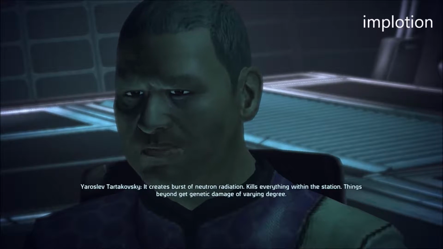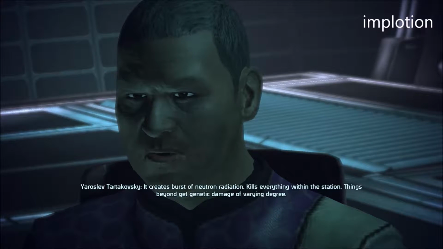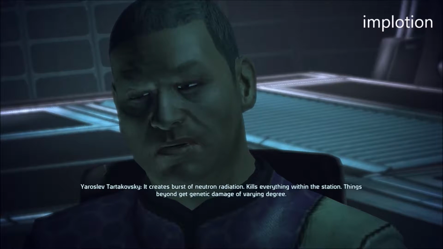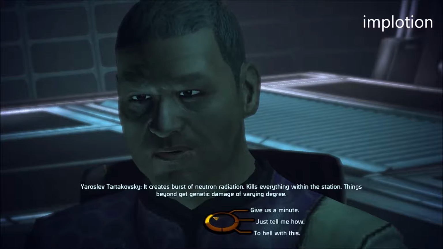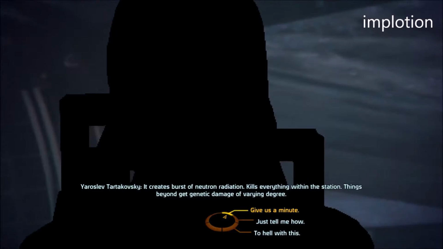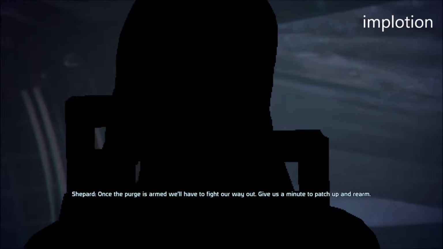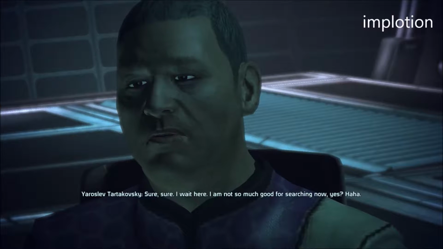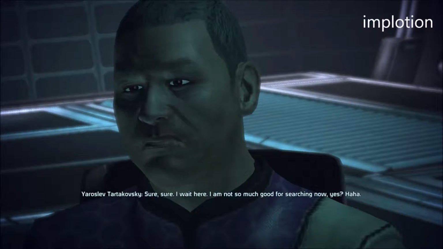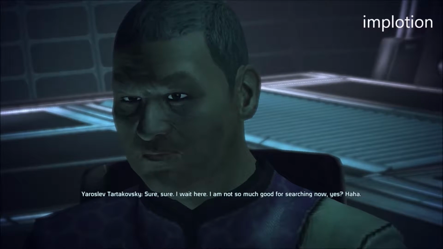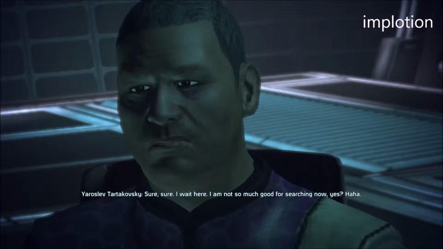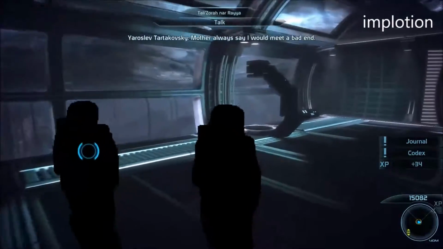I'm not familiar with the purge system. It creates bursts of neutron radiation, kills everything within the station. Things beyond get genetic damage of varying degree. Once the purge is armed, we'll have to fight our way out. Give us a minute to patch up and rearm. Sure, sure. I wait here. I am not so much good for searching now, yes? Mother always say I would meet a bad end.